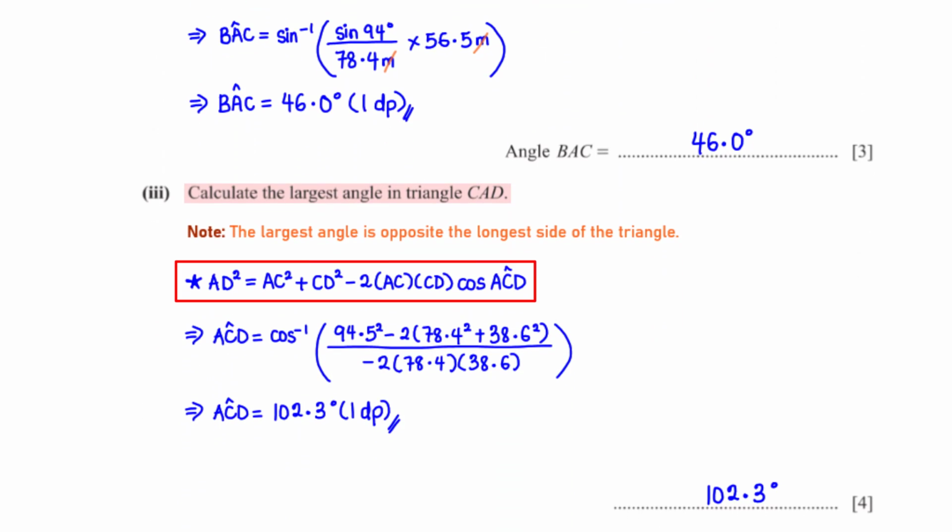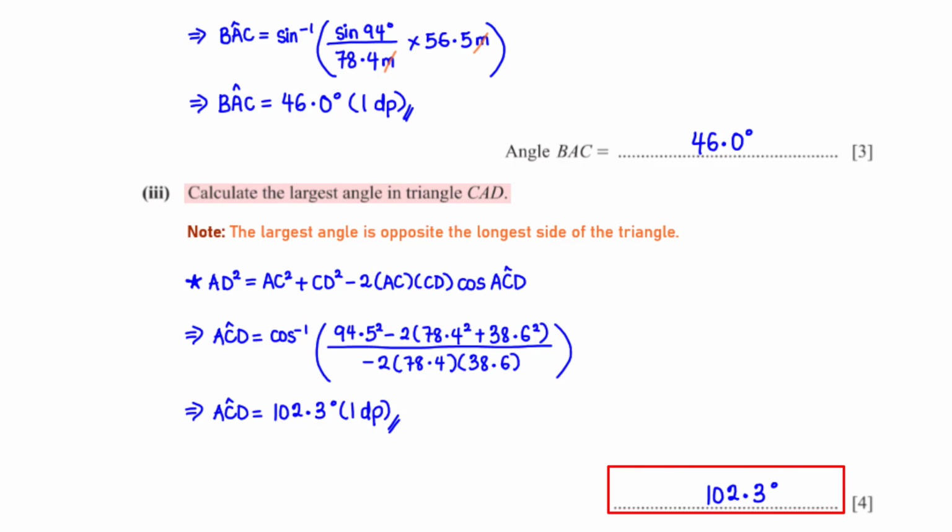This gives us AD squared equals AC squared plus CD squared minus 2 times AC times CD times the cosine of angle ACD. AD is 94.5 meters, AC is 78.4 meters, and CD is 38.6 meters. When we plug these values into the equation and make angle ACD the subject, this is what we have. When we type this into the calculator, we get 102.3 degrees rounded to 1 decimal place.